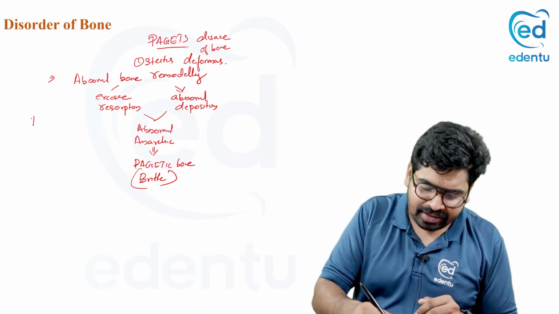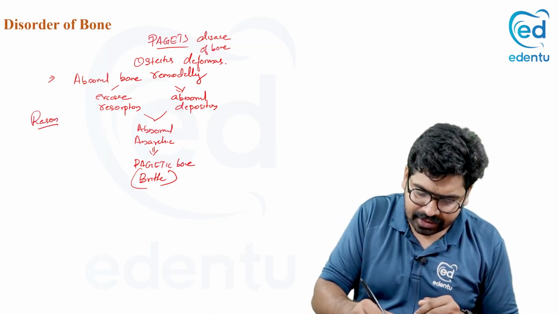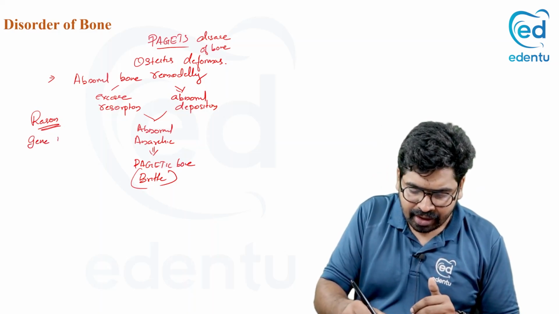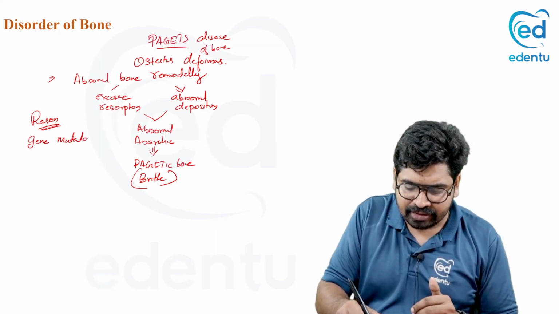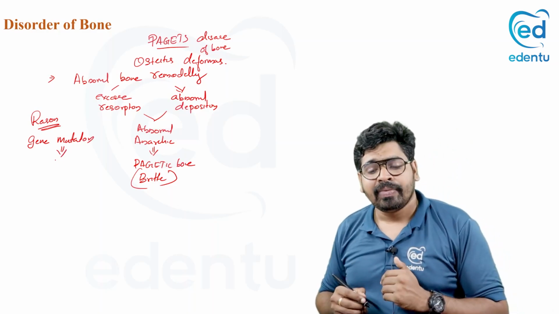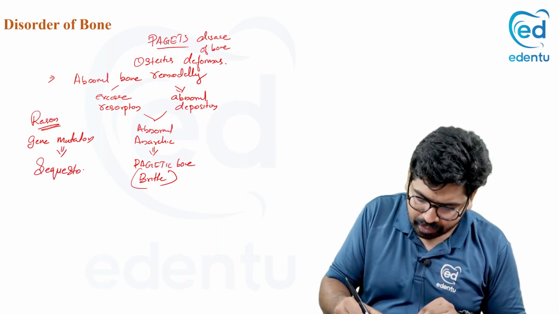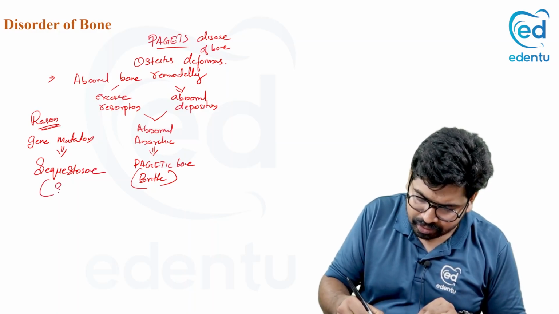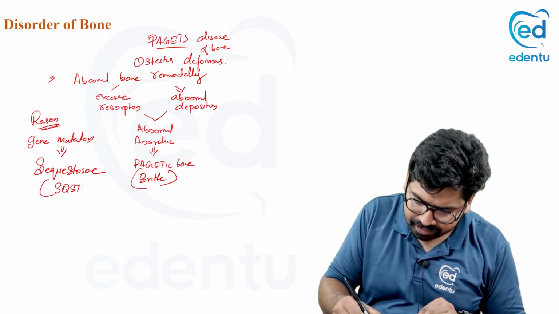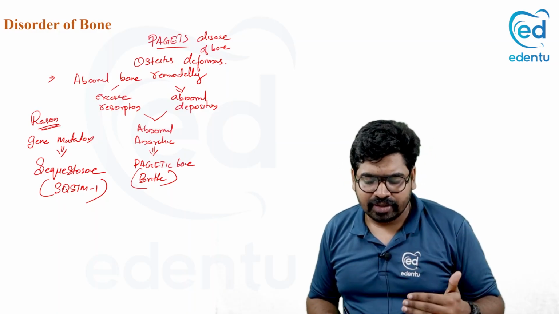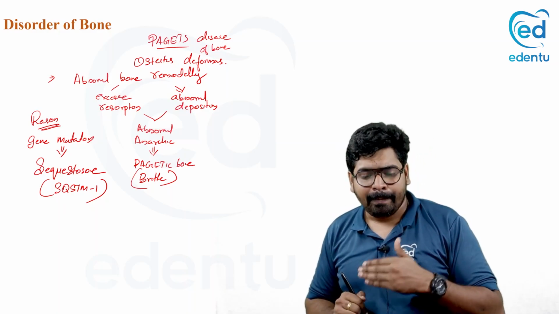Now, the reason for this Paget's disease: there is a gene mutation seen in Paget's disease, which is very important. That is the sequestrosome gene, SQSTM1. That is the gene which is mutated in Paget's disease.